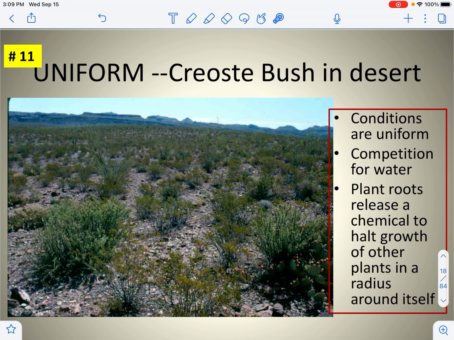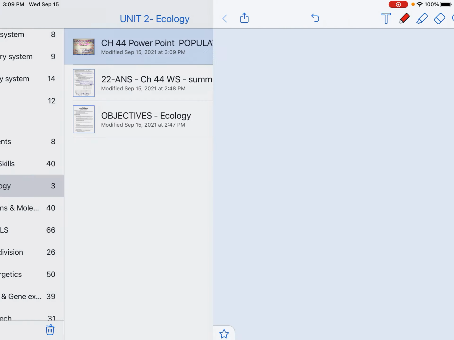Here's an example of uniform spacing. This bush that lives in the desert, if you look at them, you'll see they're spaced uniformly, and that's because there's intense competition amongst these plants with each other, okay? And so the roots actually give off something to prevent growth of other plants in the area around it. So they end up being spaced uniformly. That's probably the rarest. This one is probably the most rare of the three types of spacing.